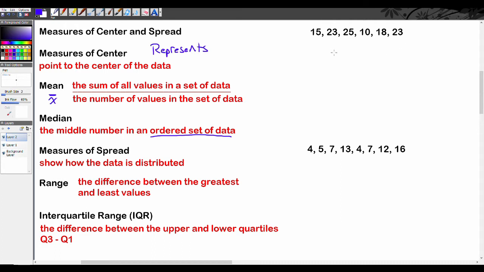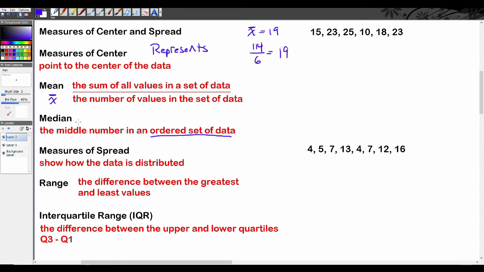Okay, so let's first take this set of data here, 15, 23, 25, 10, 18, and 23, and find the mean. So first we're going to add these six numbers together. And when I add 15 plus 23 plus 25 plus 10 plus 18 plus 23, I get 114. And there's six numbers. When I do 114 divided by 6, I'm going to get 19. And that's my mean for this set of data. My mean is 19. Let me write that here. My mean is 19, okay?